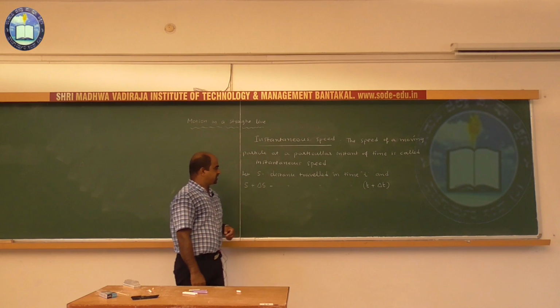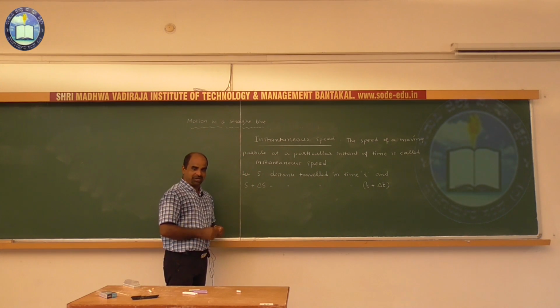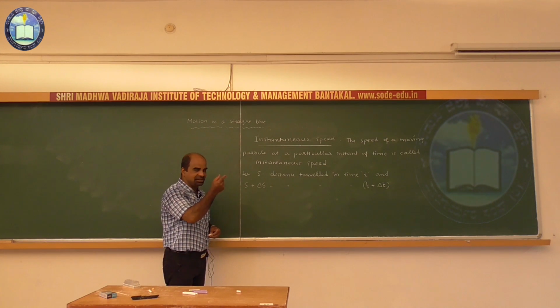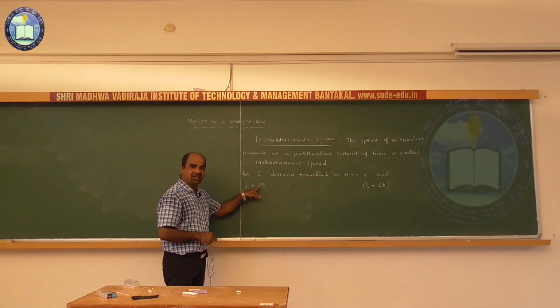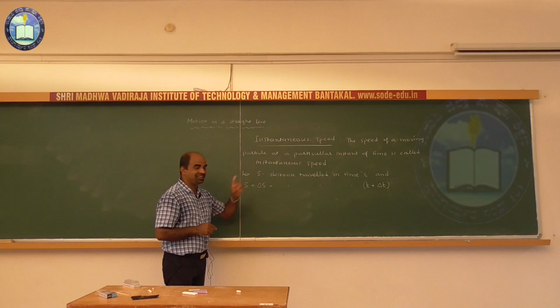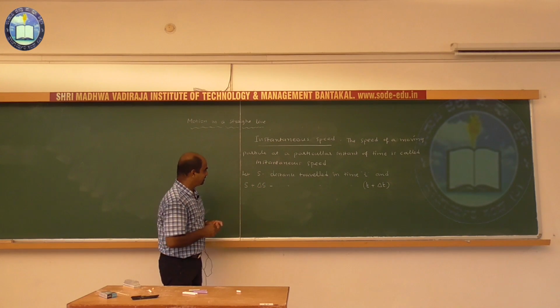Therefore, to travel distance S plus delta S, it will take a bit more time than t. So the time taken is t plus delta t. Now, what is the time taken by the particle to travel the small distance delta S? Delta t. Isn't it?